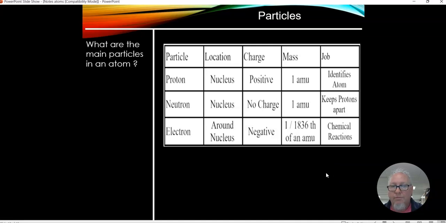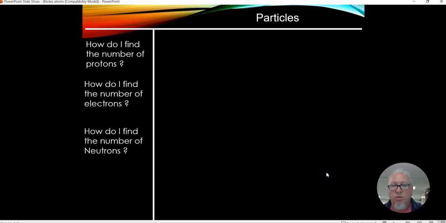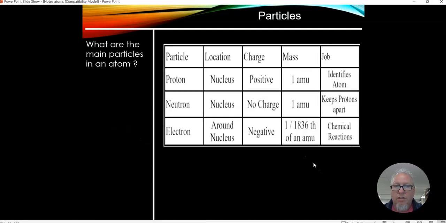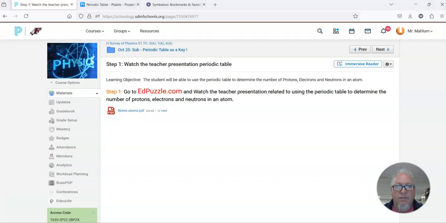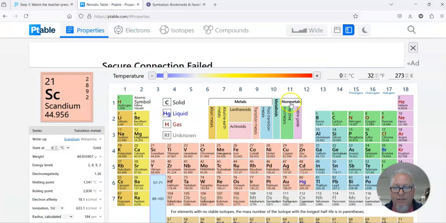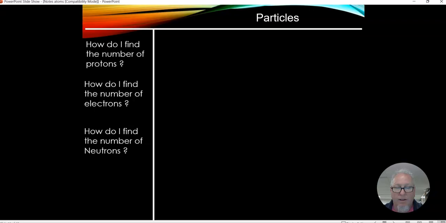So the goal today is to learn how to use a periodic table to determine those 3 particles. Like, how do I know how many protons, neutrons, or electrons there are in an atom? If you happen to have a periodic table like this one right here, this handy dandy super awesome periodic table of science, you can use this to determine how many protons, neutrons, and electrons there are in an atom. And it's not too hard. In order to determine the number of protons, you just simply find the atomic number. That's it. That's all you have to do.